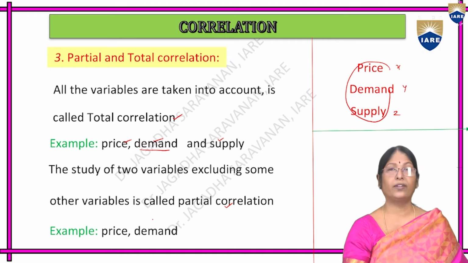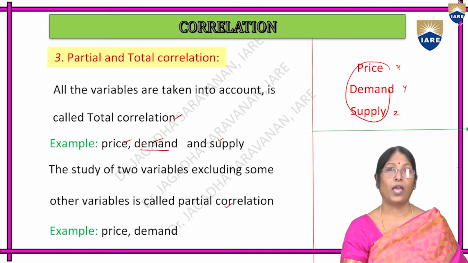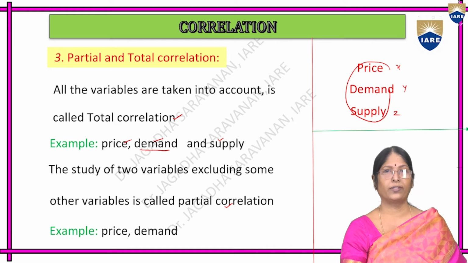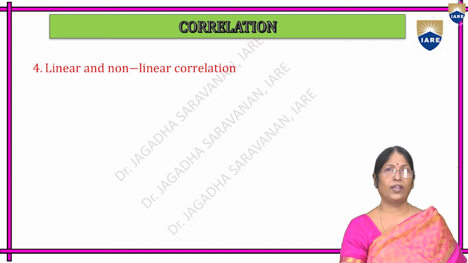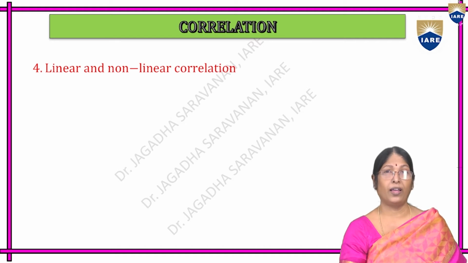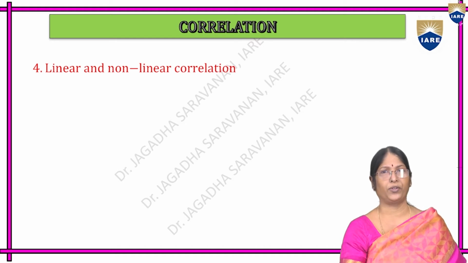So here we neglected supply. Among the three, the neglected one is supply. The leftover is price and demand. The last one is linear and non-linear correlation.